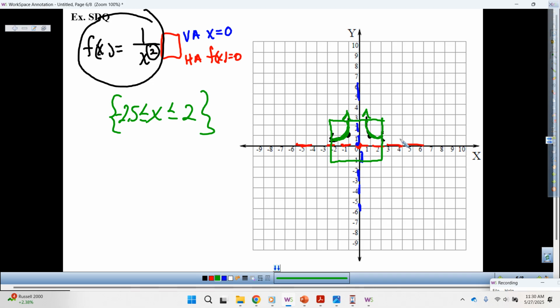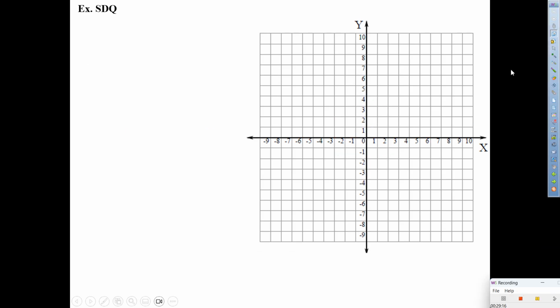So we will see the arrows going upward, but not anything going to the left or to the right because it stops at 2 and 2. All right. So with that said, open your Chromebooks, please.